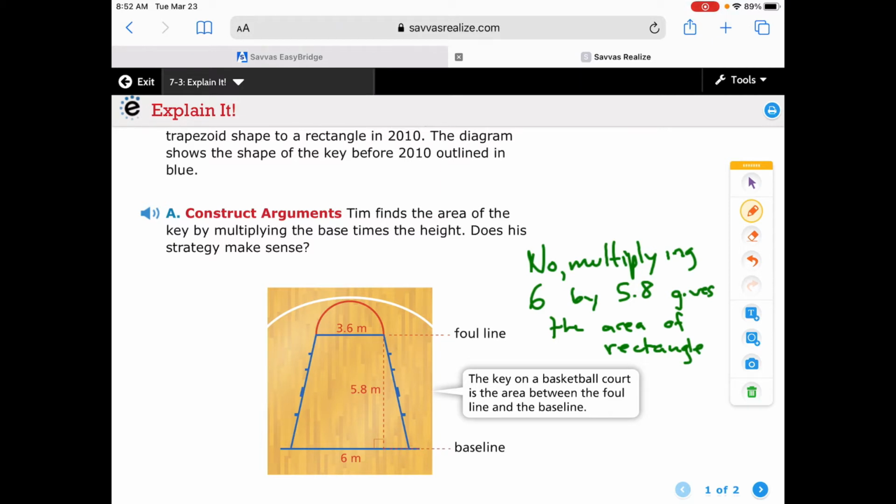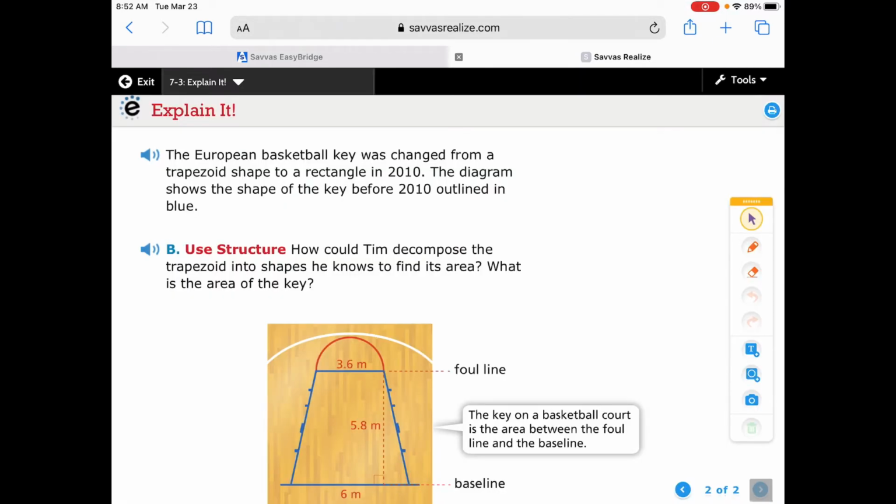All right, so for the next part, it says, how could Tim decompose the trapezoid into shapes he knows to find its area? So what we can do is break this into a triangle here, and there's a triangle over there. We have 3.6, so that means from here to here is 3.6, and there's 2.4 left over, which means this is 1.2, and this is 1.2. But we can just make that one whole triangle.